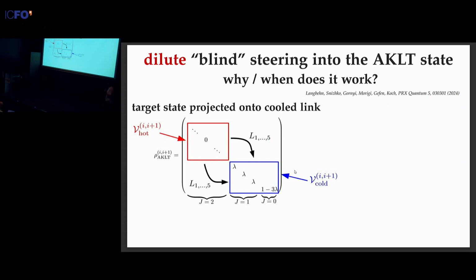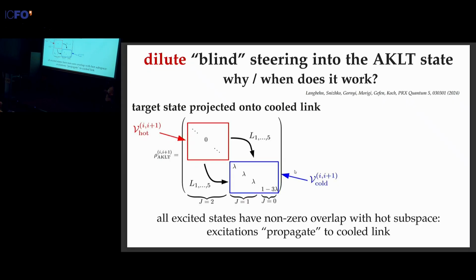But the beauty of the AKLT model, and where we got sort of lucky, is that if you now go back to the many-body picture, all the many-body states have a non-zero overlap with the hot subspace. And that means the part of the many-body state that resides on the cooled link is cooled, and then the interactions let the remaining excitations propagate to the cooled link, and then they are pumped out of the system by this local refrigerator.